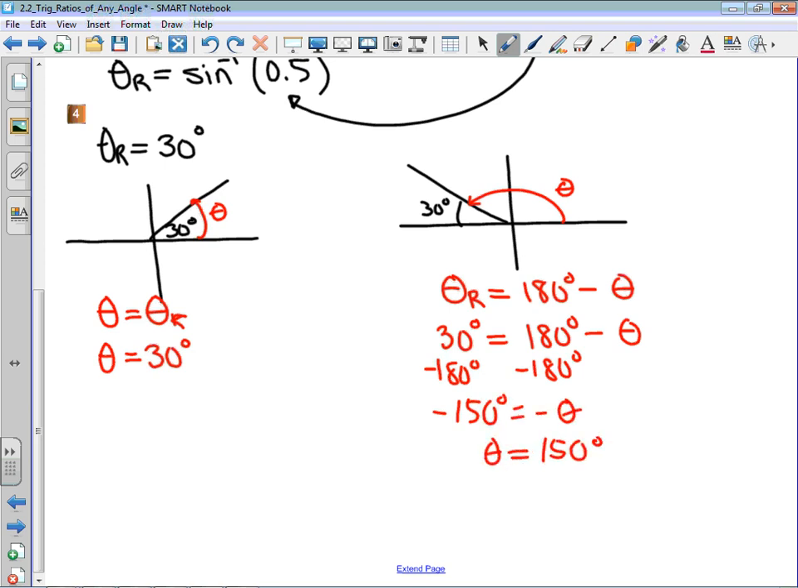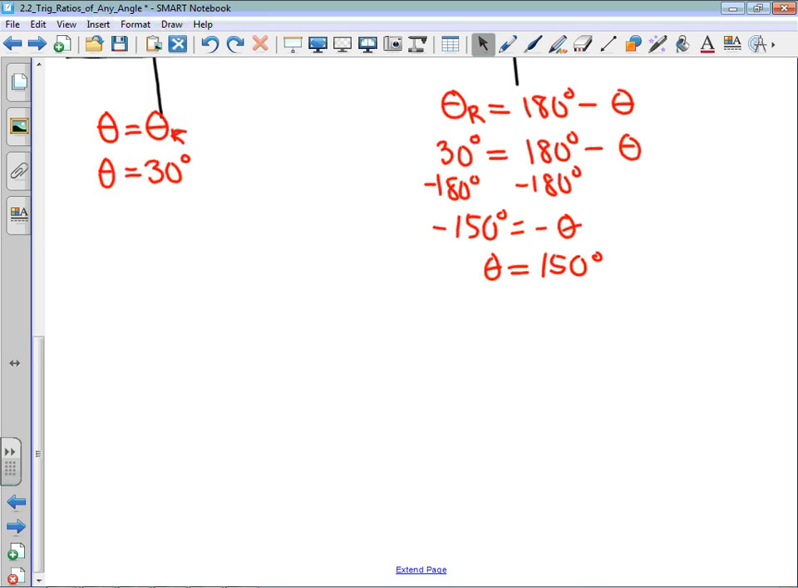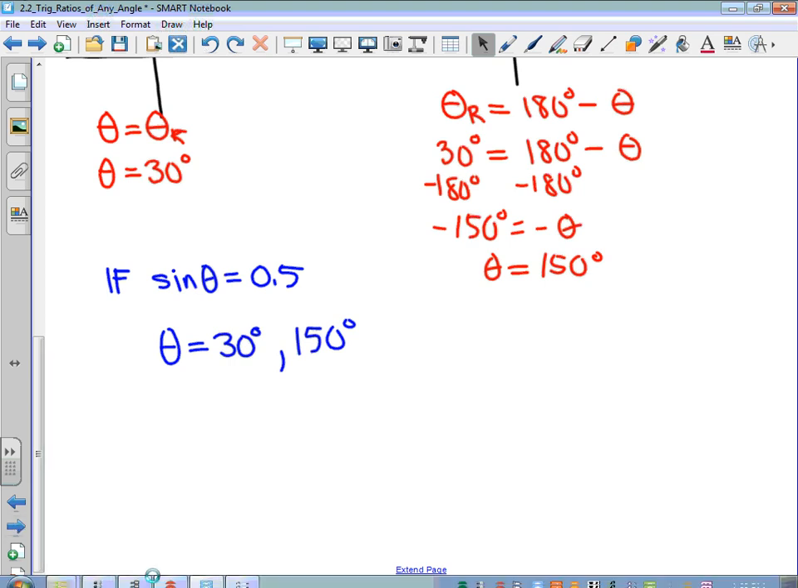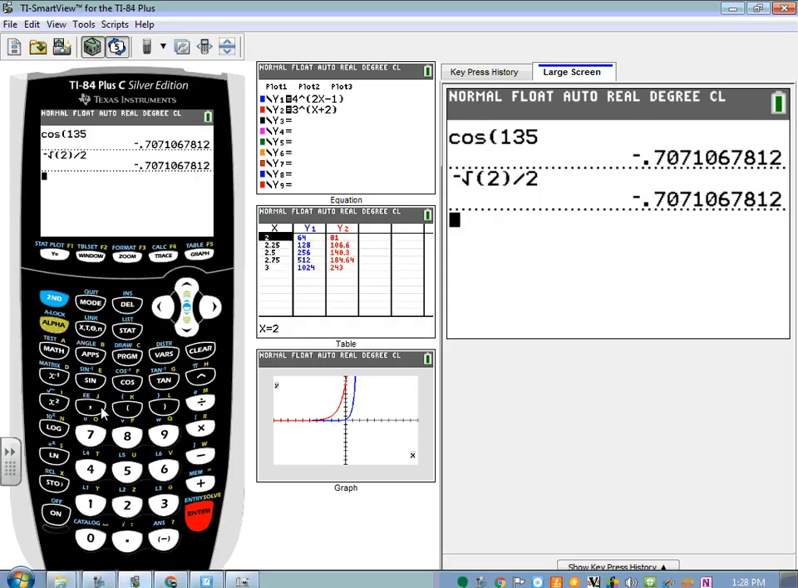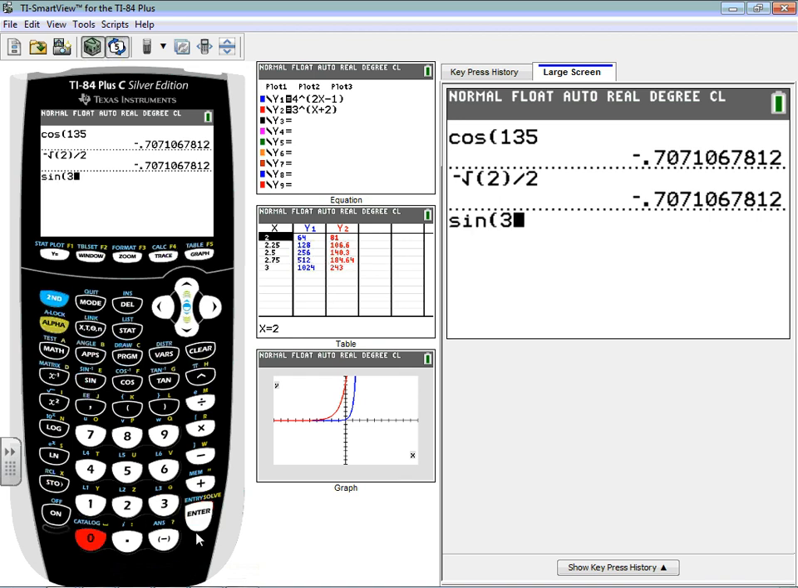Now, in grade 11, we are only going to do this for one rotation, so from 0 to 360, and really 2 answers is as many as you're ever going to get. So we could finish this off by saying if sine theta is equal to 0.5, then theta could be 30 degrees, or it could be 150 degrees. Now, the good news is that this is very verifiable. You could check this just by grabbing your calculator and typing in the sine of 30, I get 0.5, and the sine of 150, I get 0.5.